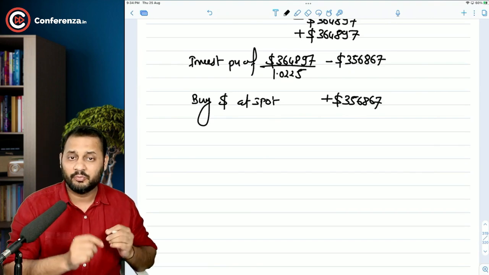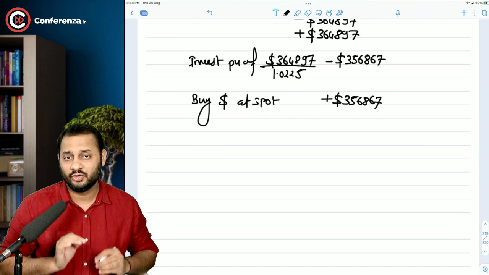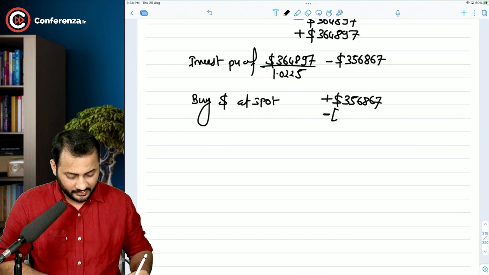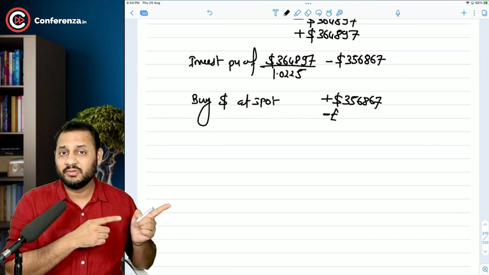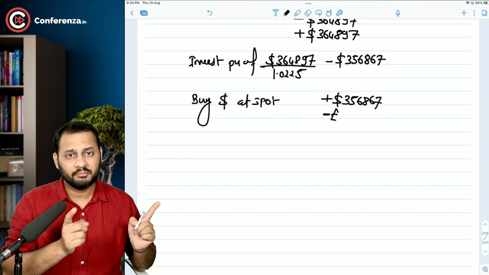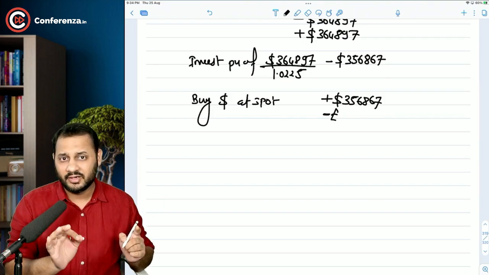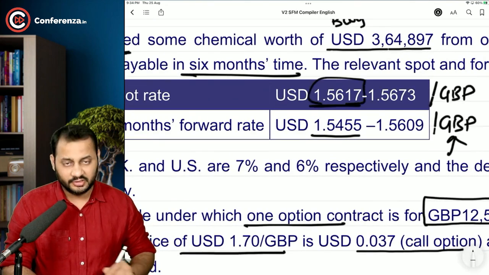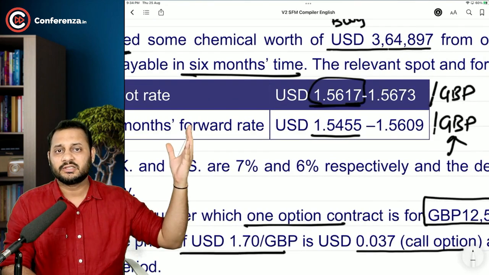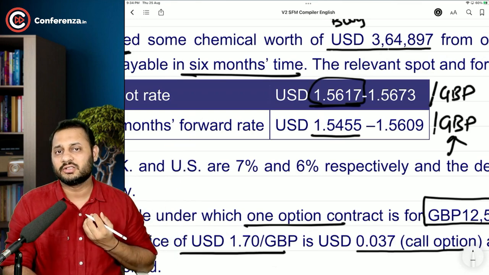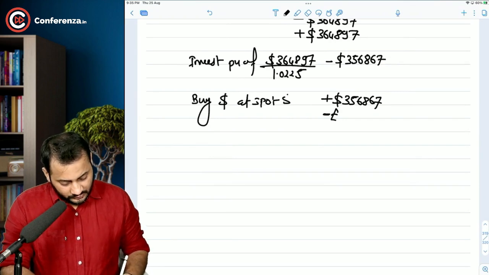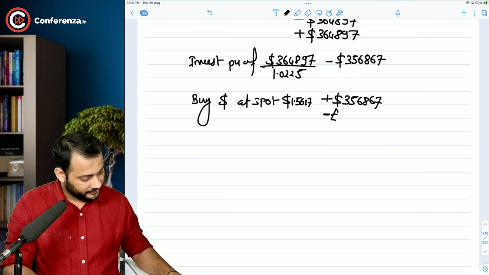What is the spot rate to buy the dollar? Understand that you are buying the dollar by selling GBP. Am I right? You want to sell GBP, which is the base currency. Bank will buy GBP. Bid rate at spot. Which one will be applicable? This one. Never make the mistake. GBP is the base currency. You will sell it to buy the dollars. 1.5617. Divide it.